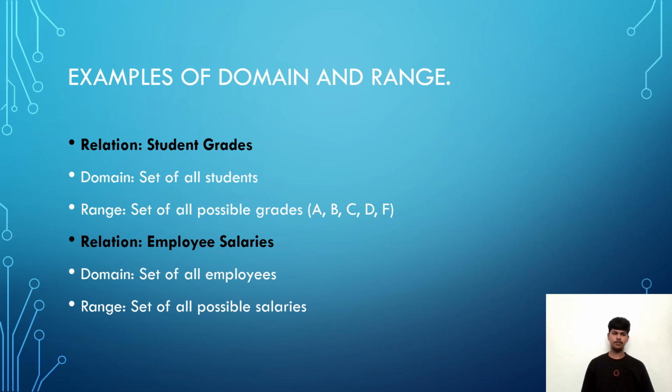Another example will be a relation between employees and salary. The domain will be the set of all the employees, and the range would be the set of all possible salaries.